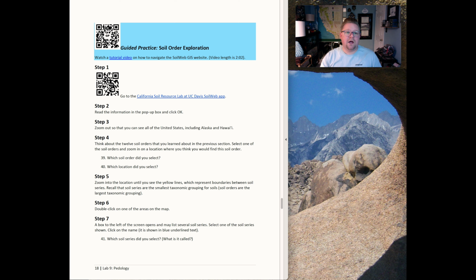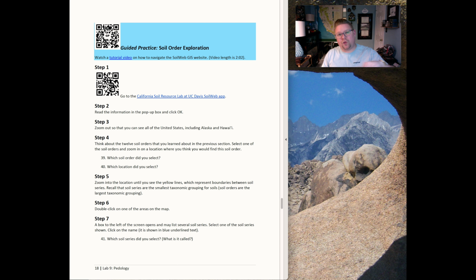Once you feel prepared, you go ahead and click this URL or scan the QR code, read the information, click OK, and work through. And then step 4 is really the exciting part. It says, think about the 12 soil orders that you have learned about in this section. Select one of those soil orders and zoom in on a location where you think that you should find that type of soil itself. Essentially, pick the one that you like the most, and then as you zoom out to look at the U.S., including Alaska and Hawaii, pick somewhere in the U.S. that you think that type of soil will be found.